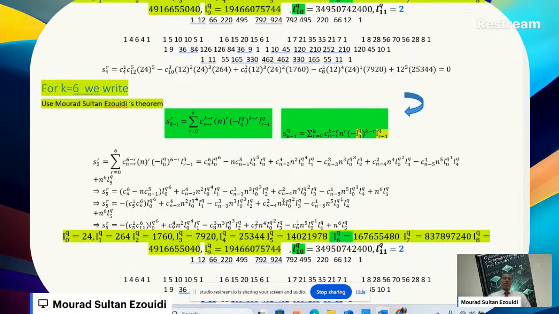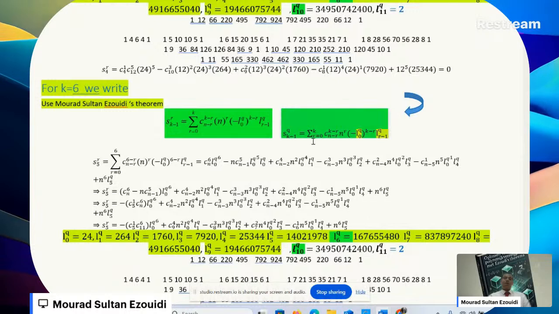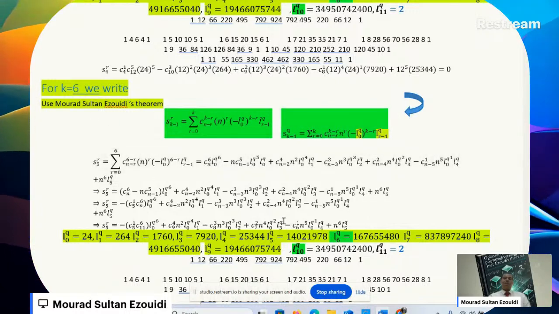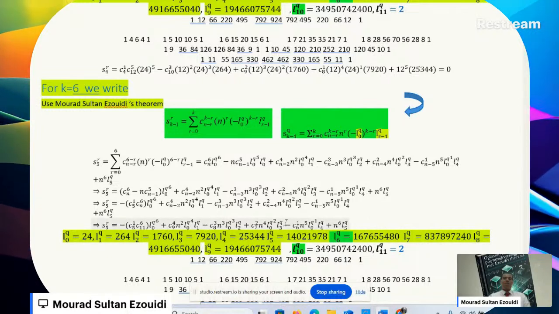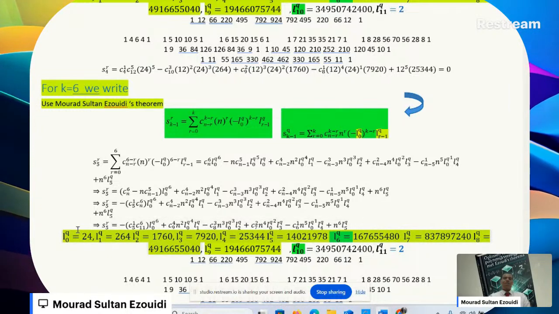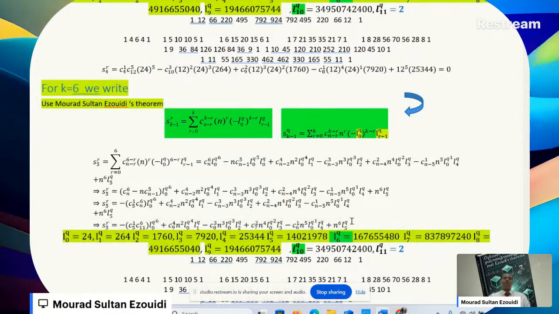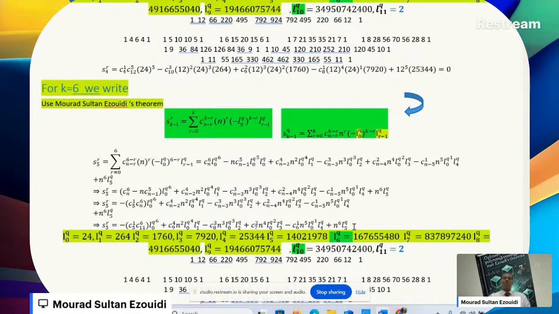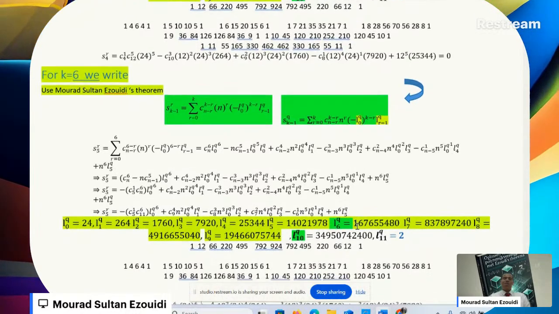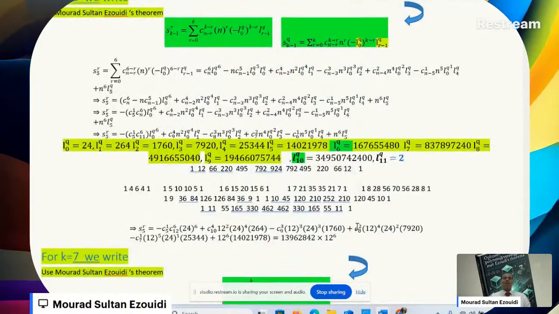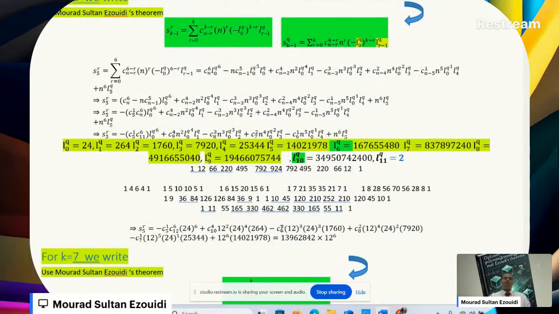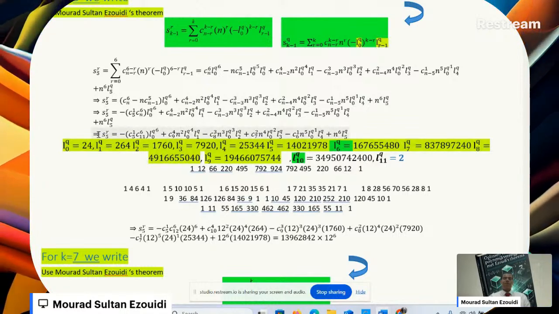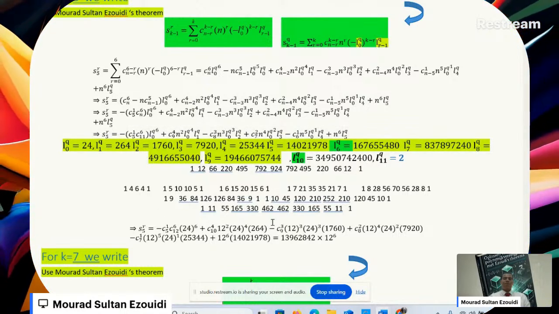I should dive into the structure. I should use the theorem of Professor Mourad Sultan Ezouidi, and I'm going to write it in its standard form or in its lowest form. This is S5. This will give you the sixth coefficient of your new degree equation. Okay, just what is needed now is calculation. Do use your scientific calculator and calculate this. You can see that the value of this is different. Here, S5 is different to 0. Okay, S5 here is going to be different to 0.